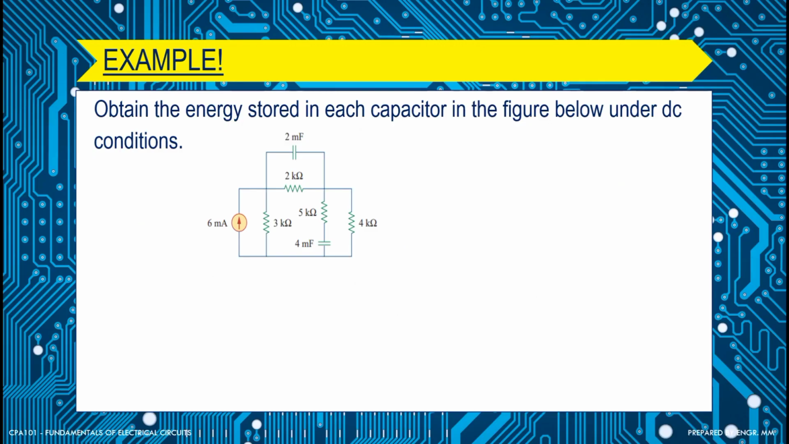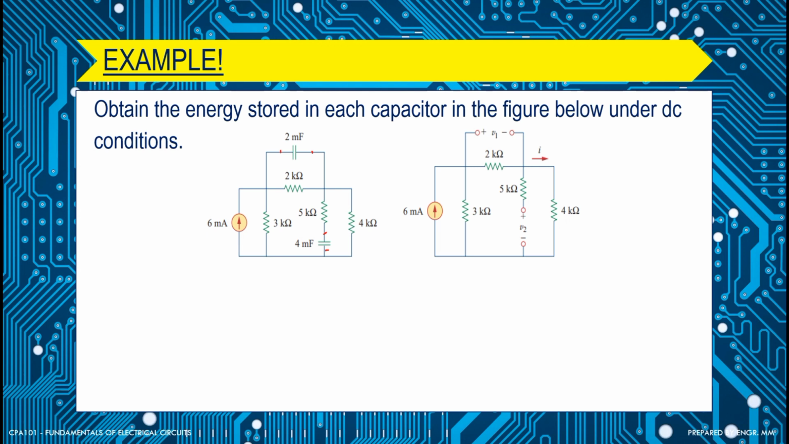Now let's apply the concept of capacitors in actual circuits to obtain the energy stored in each capacitor in the figure below under DC conditions. So as I've said earlier, under DC condition, our capacitors are open. So this 2 millifarad here and the 4 millifarad here will be open, and it will look like this. As you can see, it looks like we only have 2 kilo ohm in series with 4 kilo ohm, and 6 milliampere is in parallel with 3 kilo ohm.